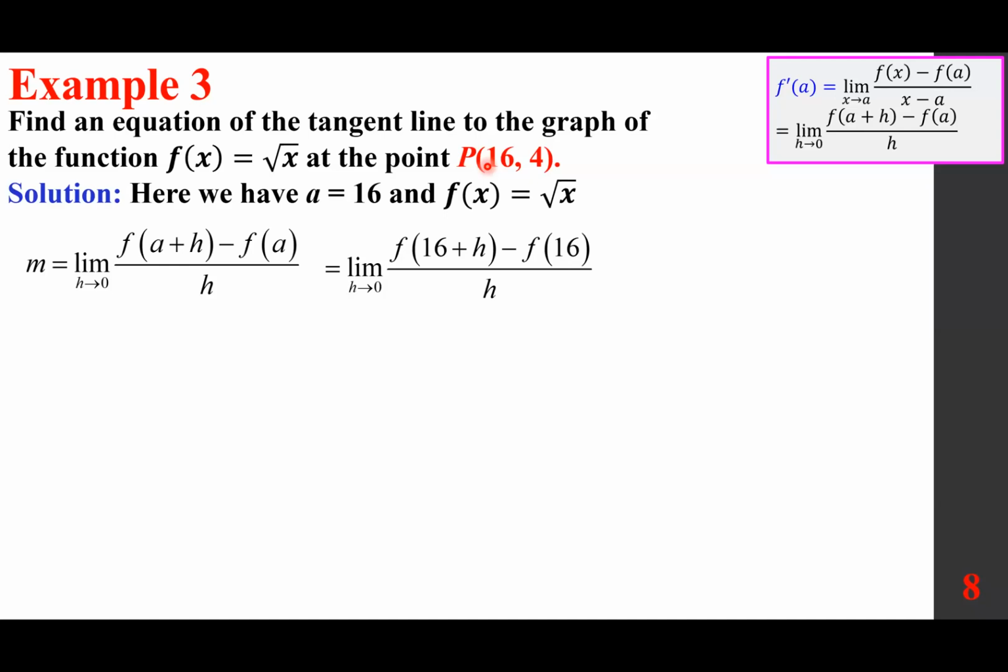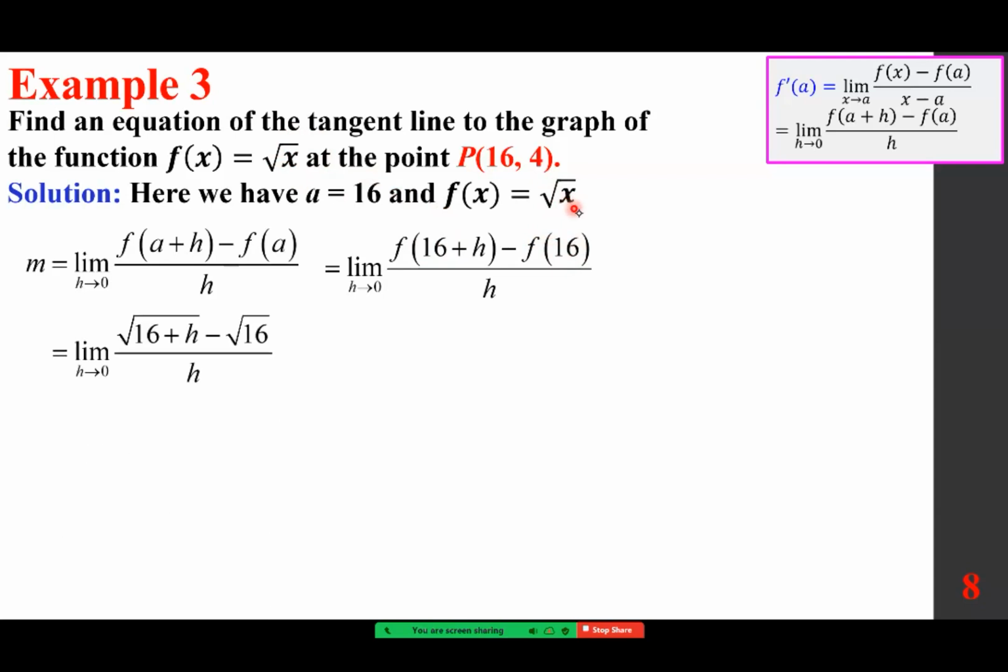So what is f of 16 plus h? It is square root of 16 plus h. What is f of 16? We already know it's 4. But if we plug it here, we get square root of 16. Let me tell you why I don't want to use 4. Because what if it wasn't a perfect square number? For example, it was 17. We would use square root of 17, right? It wouldn't come out. And I want to show you it makes no difference as far as our process is concerned. So I want to keep it that way.